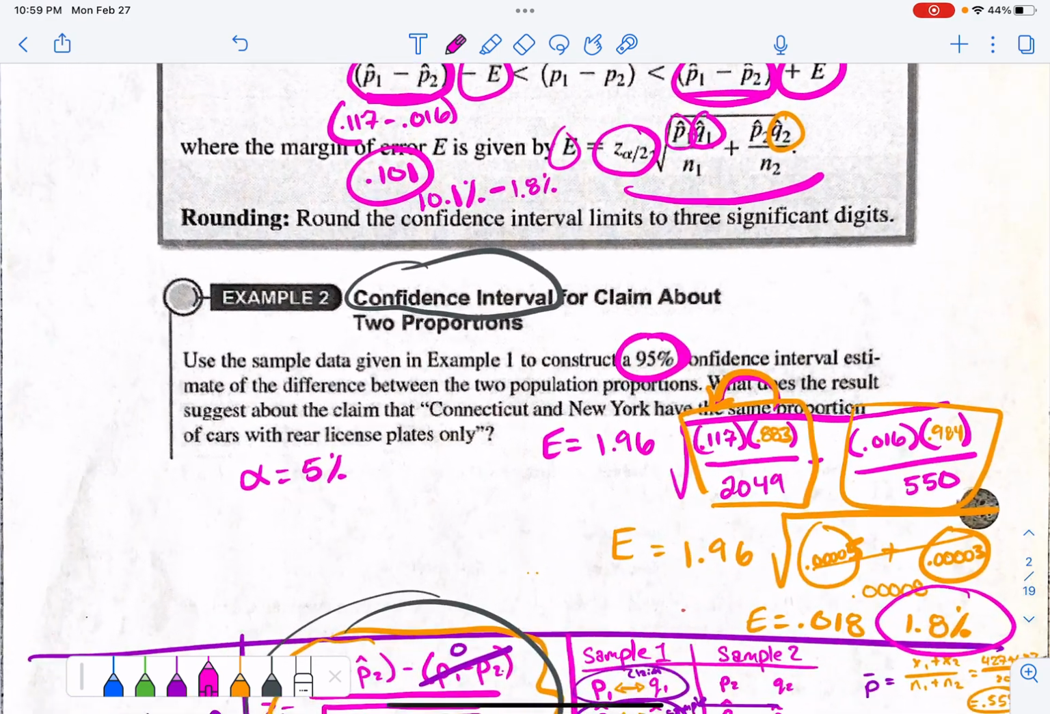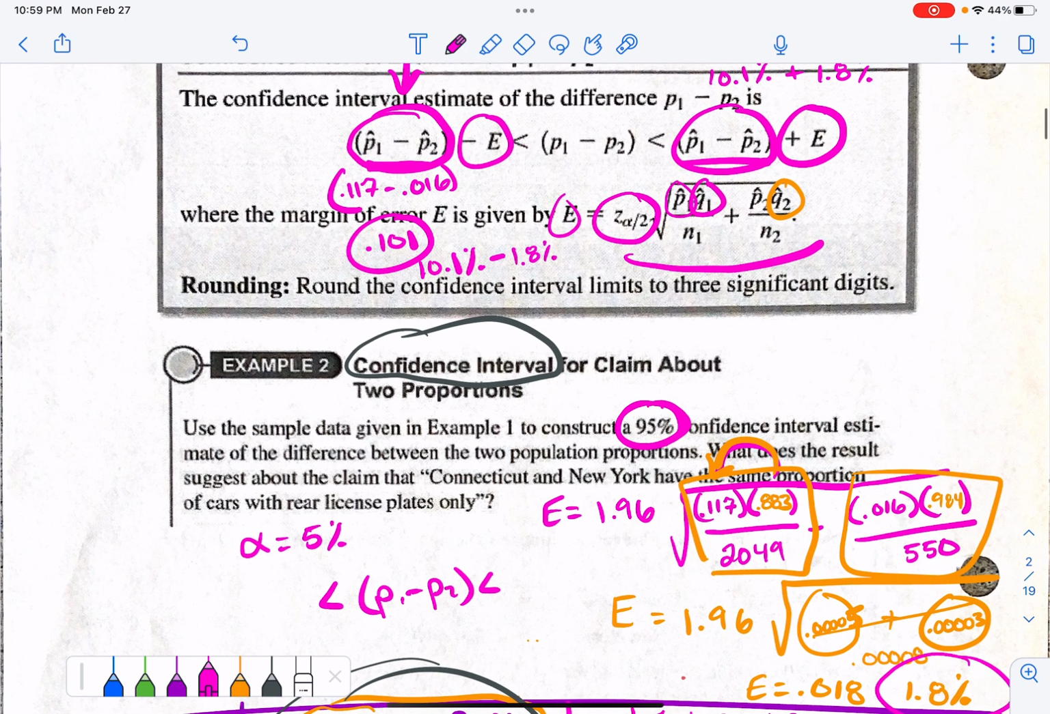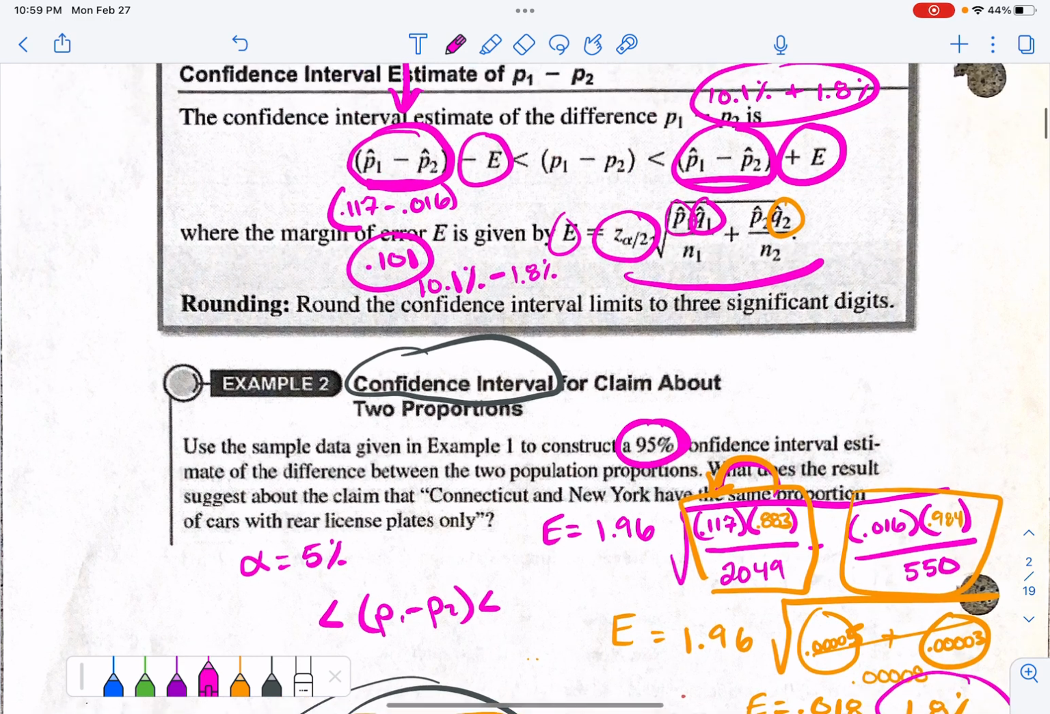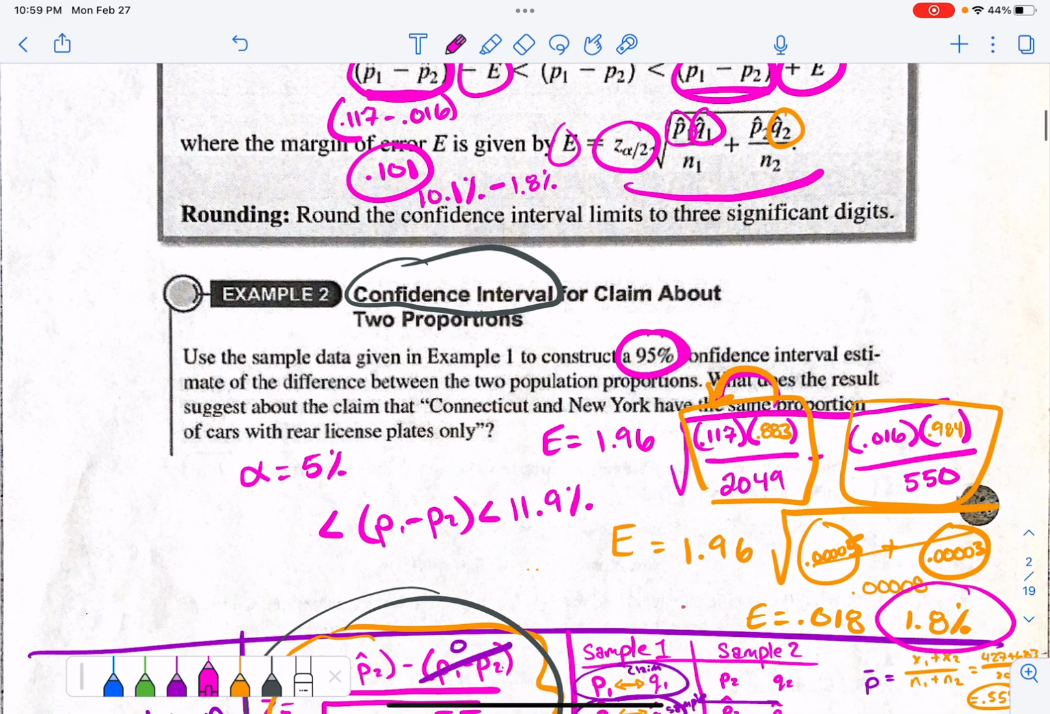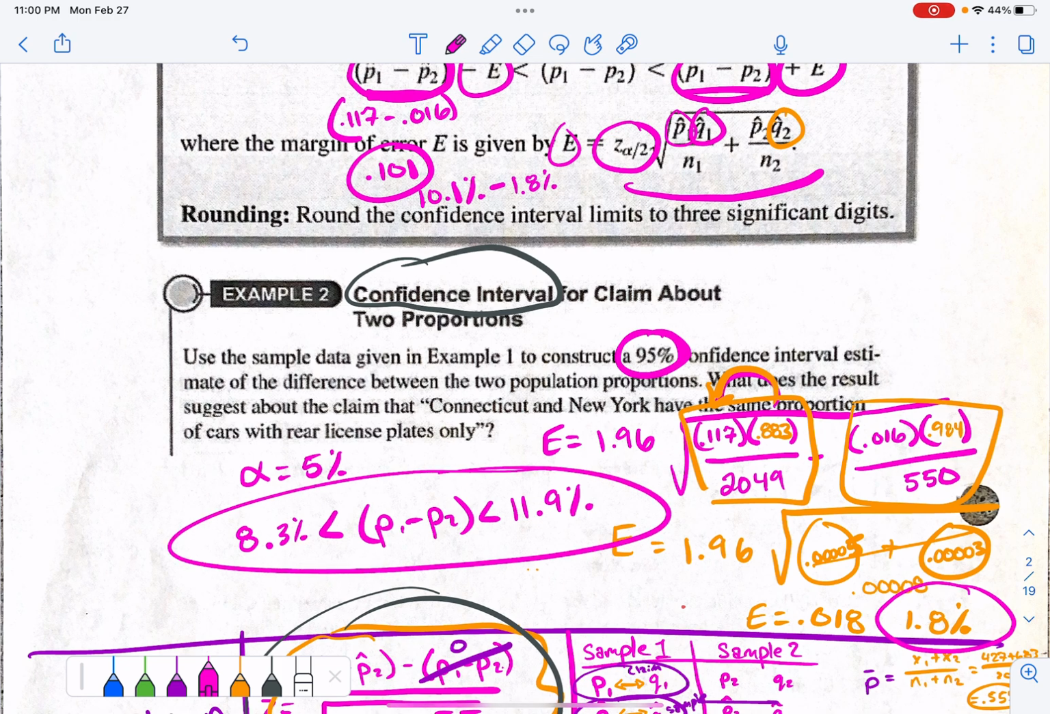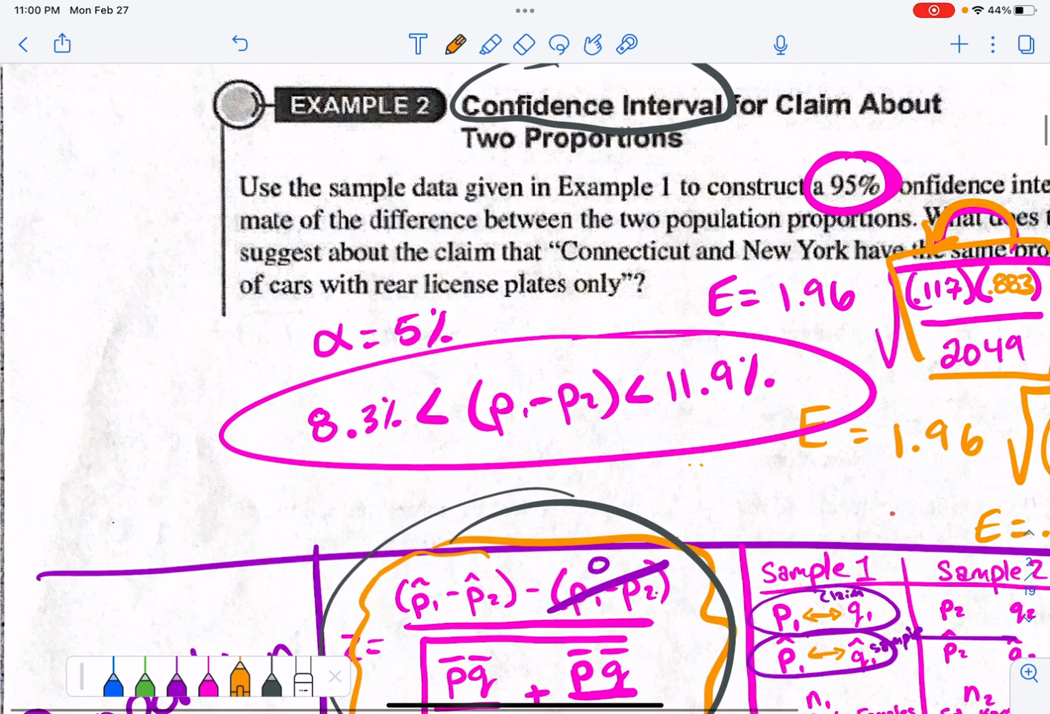So p1 minus p2 has to live in here. Adding those two together will be 11.9%. If I subtract, 10.1 minus 1.8 is 8.3%. I can't math right now. It's too late for my brain. Okay, that's my result. Now, how do we read that result?